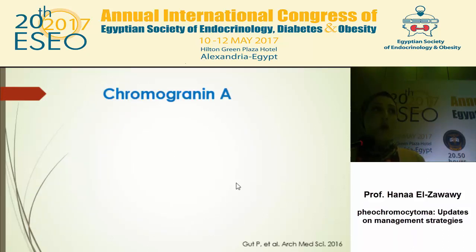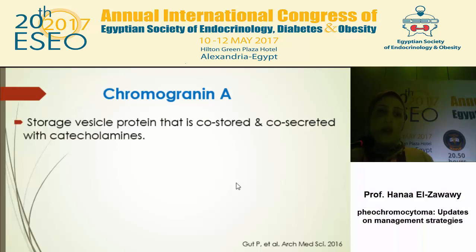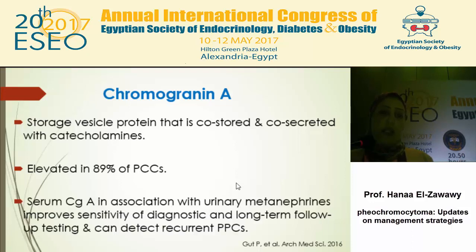Serum chromogranin A is a well-known marker for neuroendocrine tumors. It is a storage vesicle protein that is co-stored and co-secreted with catecholamines. It's elevated in up to 89% of cases of pheochromocytomas. Serum chromogranin A in association with urine metanephrines improves sensitivity of diagnostic and long-term follow-up testing and can detect recurrent pheochromocytomas.